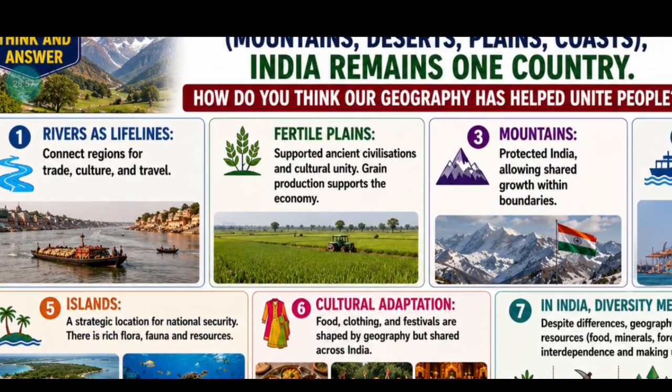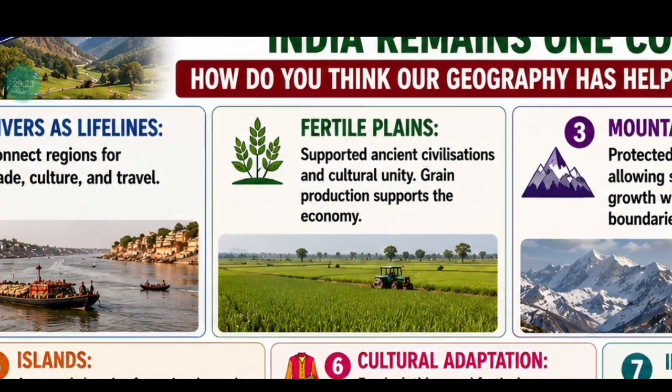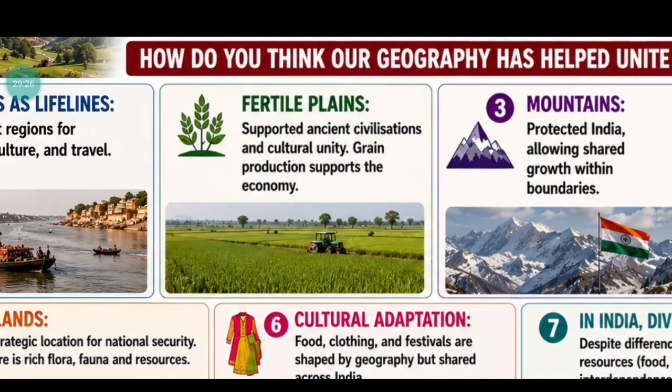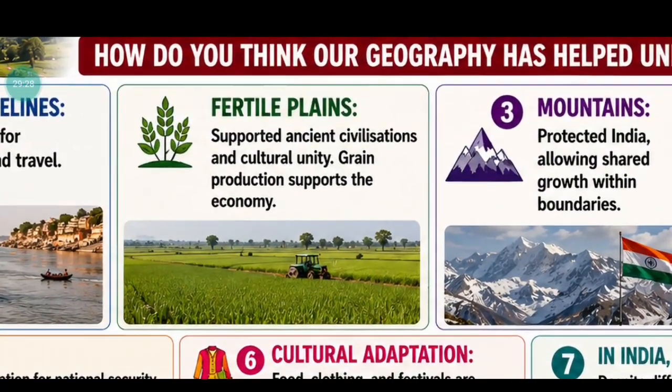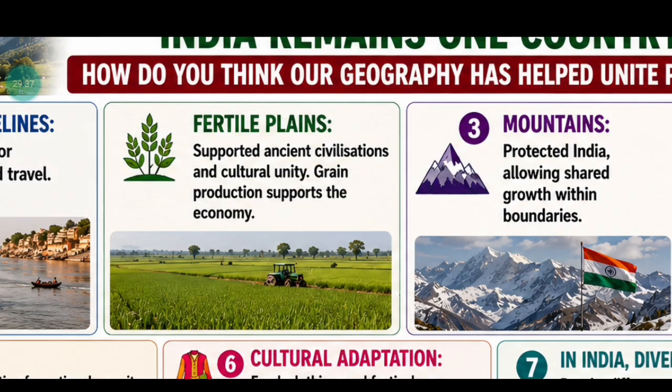So here see first point. Rivers as lifelines. All the rivers are there in our country. They connect regions. They are helpful in trade, and they support our culture. They help our culture flourish, and they help us to travel, right? So rivers are working for us. They are helping us as a lifeline for our nation, right? Next is fertile plains, which supported ancient civilizations. Okay, there is cultural unity. There is grain production for our entire country, right? So this takes place, right?